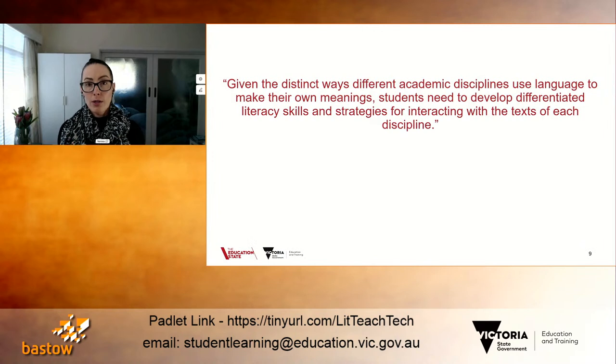So I'm going to start with a couple of quotes just to get you thinking about what disciplinary literacy is, and then we can start to think about what your role in this is in the school. This comes from the toolkit. Given the distinct ways different academic disciplines use language to make their own meanings, students need to develop differentiated literacy skills and strategies for interacting with the texts of each discipline.